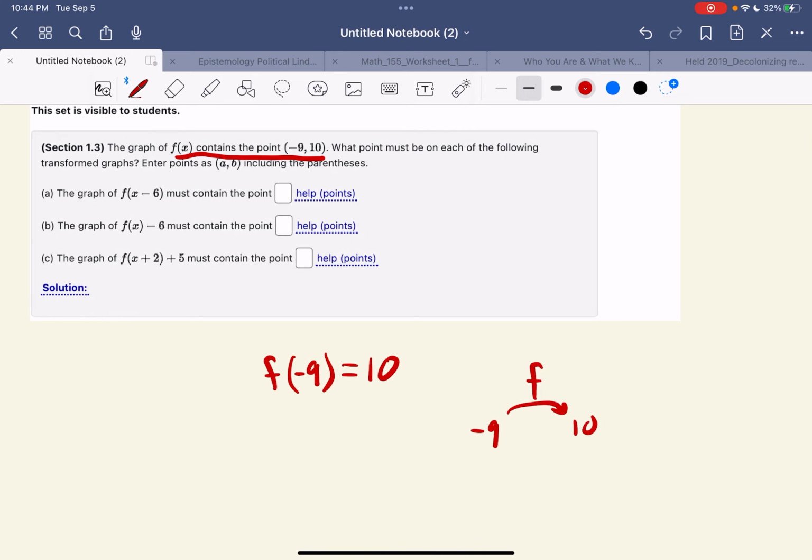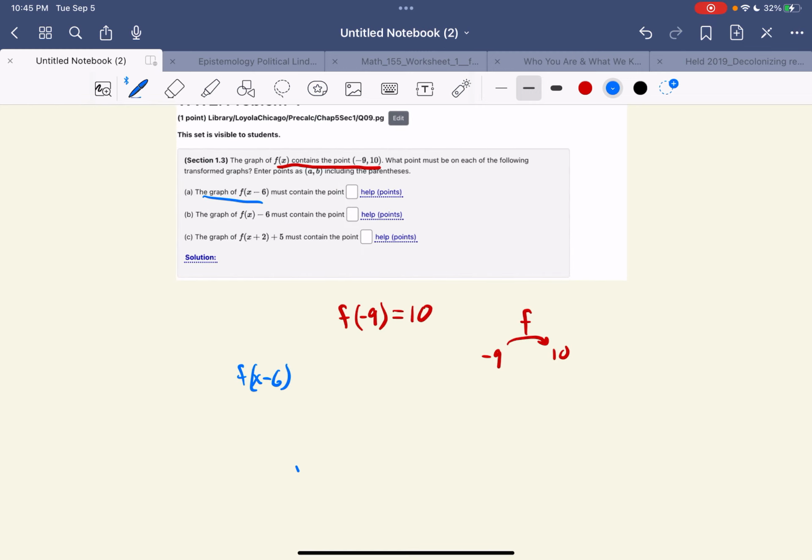Then the question says, what about the graph of f of x minus 6? What do you know about this graph? I only know one thing about the function f: it takes the input -9 and sends it to 10.